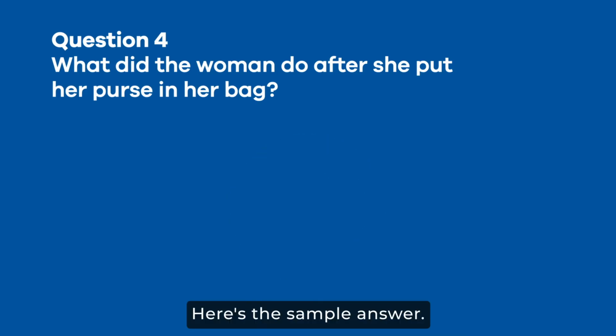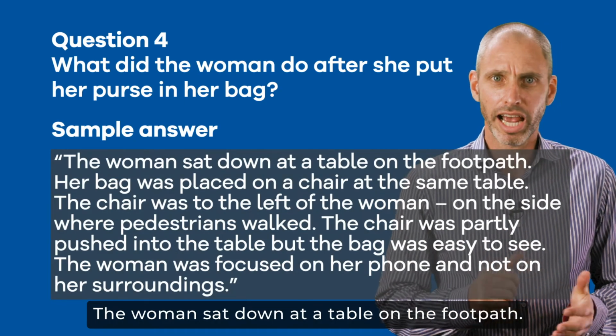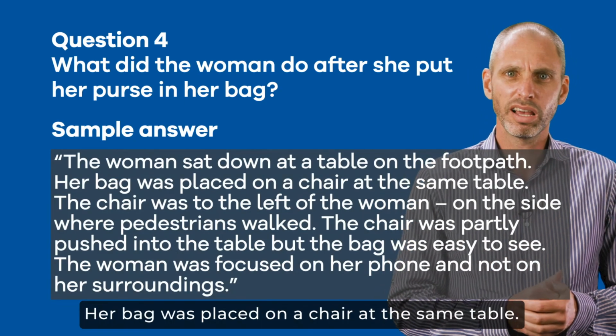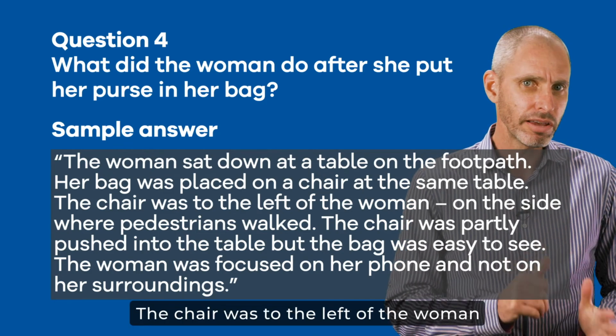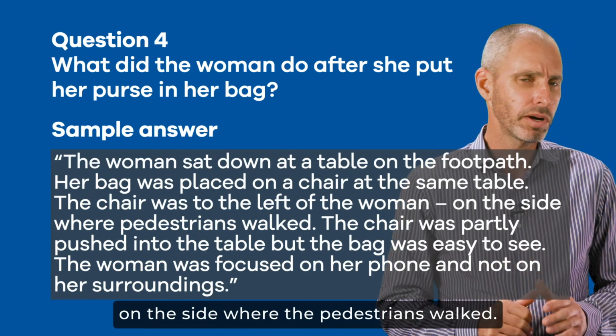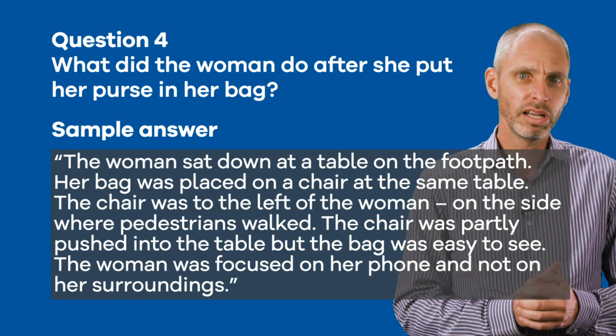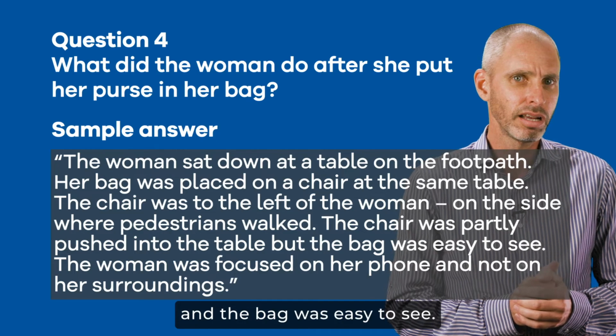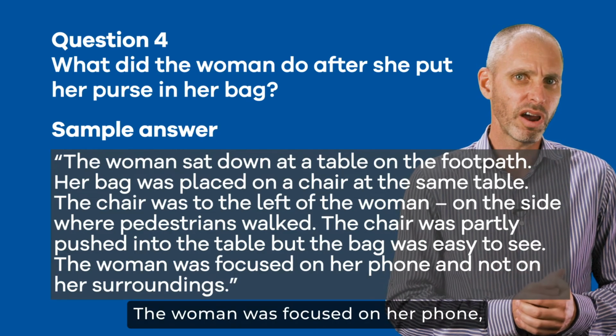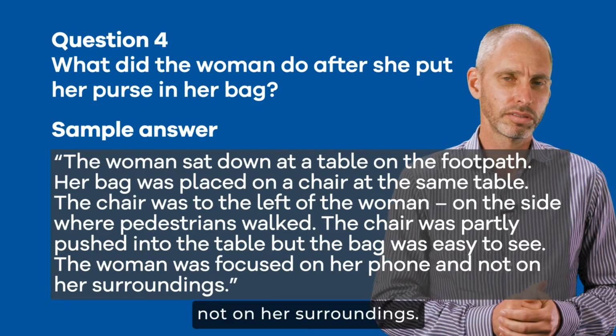Here's the sample answer. The woman sat down at a table on the footpath. Her bag was placed on a chair at the same table. The chair was to the left of the woman on the side where the pedestrians walked. The chair was partly pushed into the table and the bag was easy to see. The woman was focused on her phone, not on her surroundings.